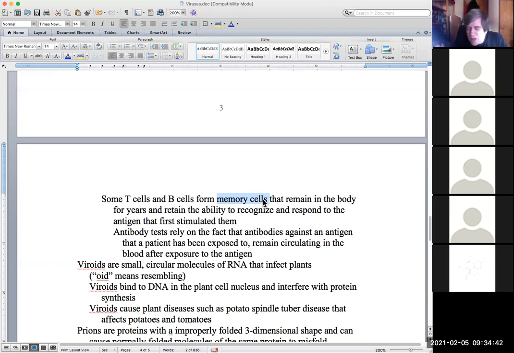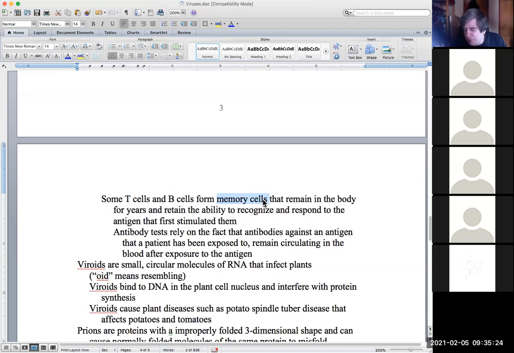But as long as the memory cells are there, this means the next time you get exposed to that virus, to that antigen that caused your first response, your immune system responds faster because it already knows what this antigen looks like, how to recognize it. And not only does it respond faster, it's a stronger response because your immune system knows this shouldn't be here. And it's a longer lasting response.